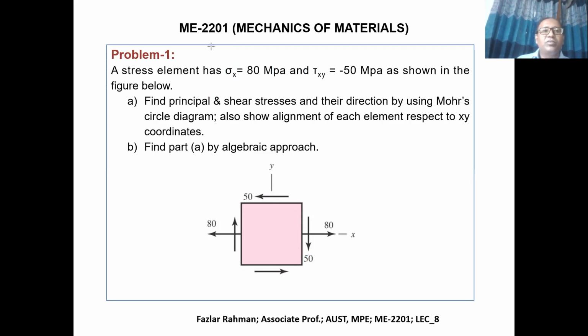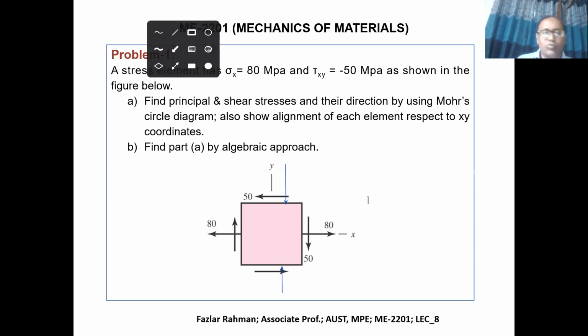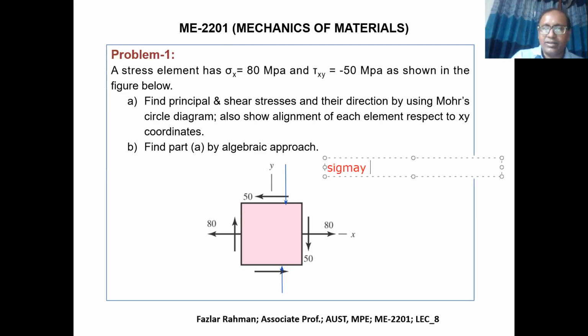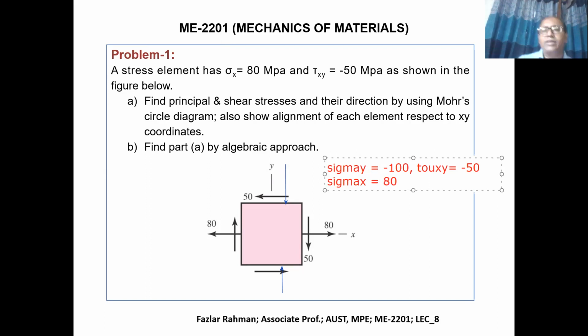But if I put a sign like that, say 100, what does it mean? That means sigma y will be minus 100 in that case. You have to put sigma y equal to minus 100 megapascal. And in that case, tau xy will be equal to minus 50, and sigma x will be 8. So this way you figure out before you start your math.